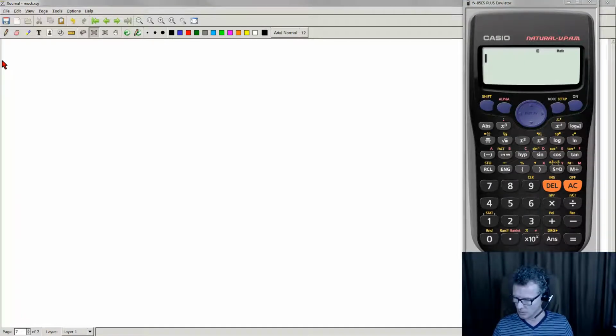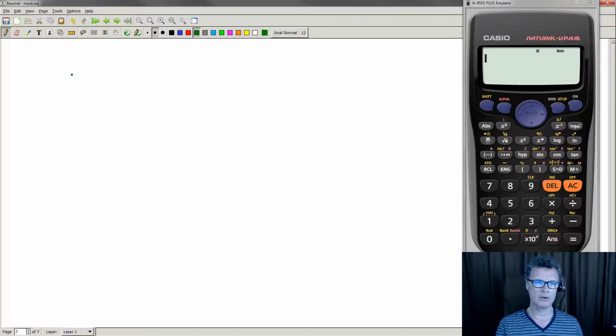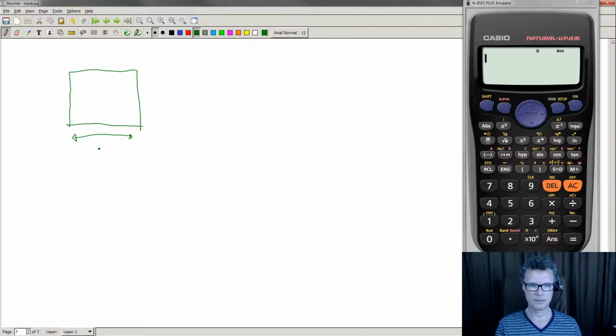Okay, we'll do, I think, 3 bonus problems on top of your mark. First one, let's consider a square cross section, 15 millimeters across.